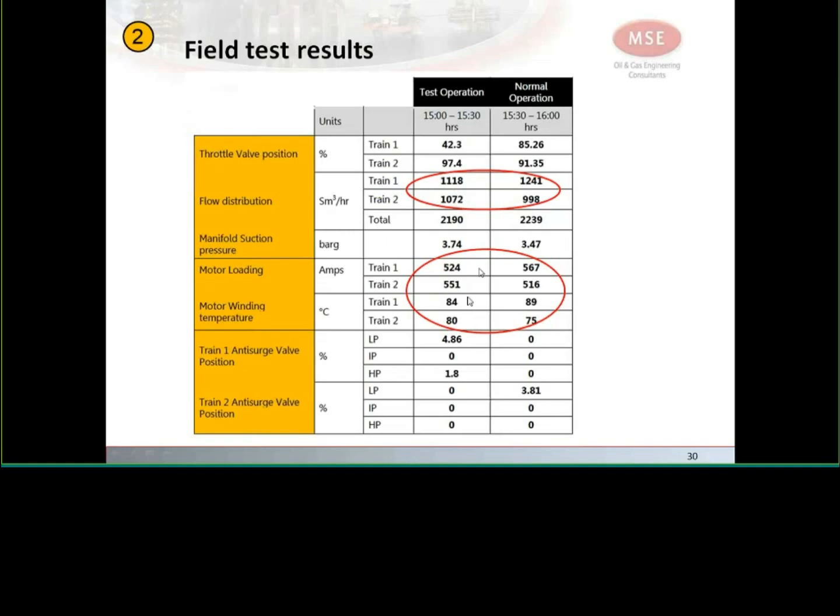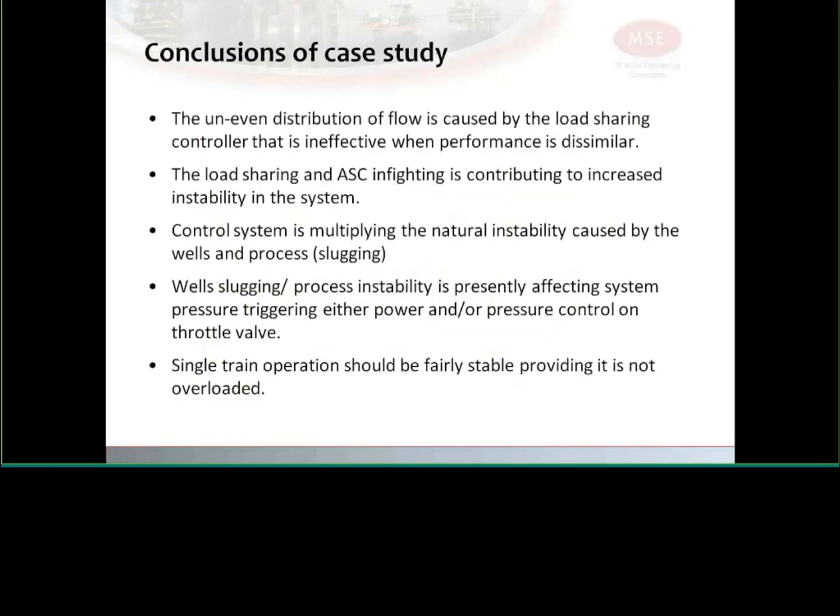The other thing that you can see here is that the winding temperature has come down and the load sharing between the trains is much more evenly shared. And that was the objective that we wanted to achieve when we went there. It has already been implemented. So now that pretty much comes towards the conclusion of what I was trying to explain.